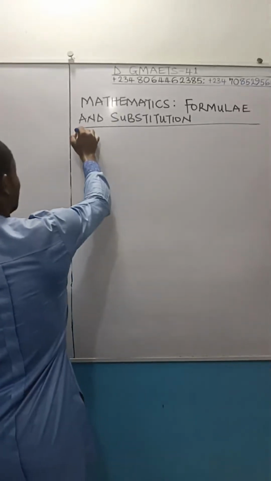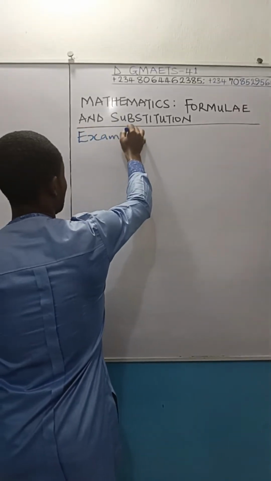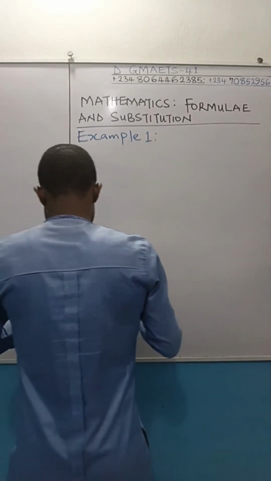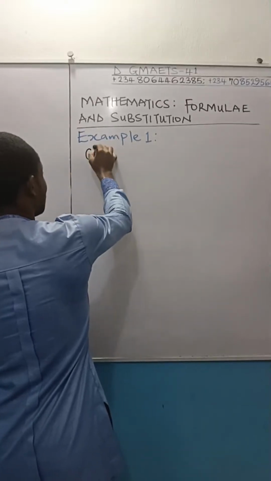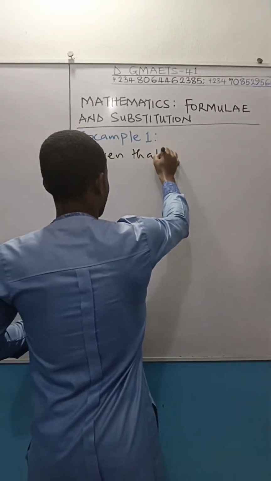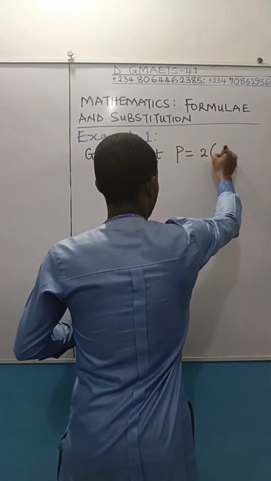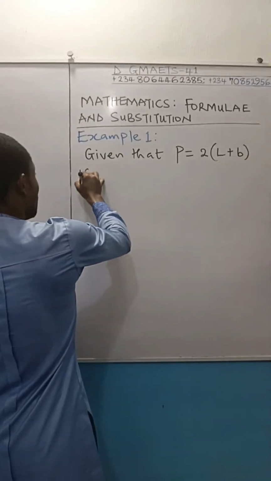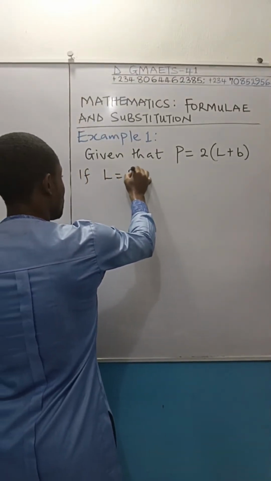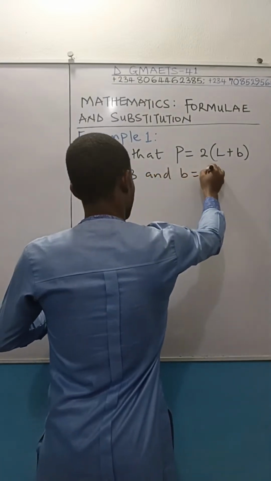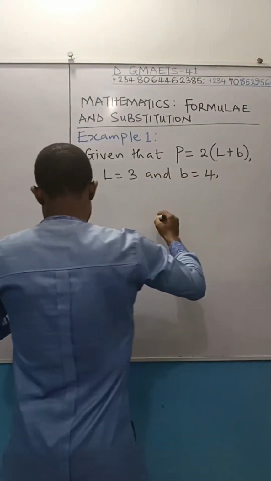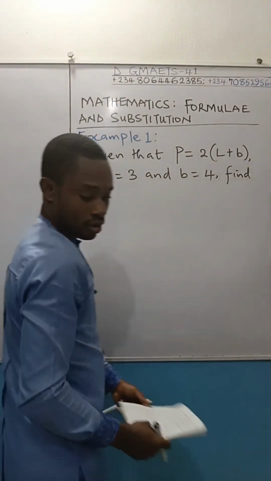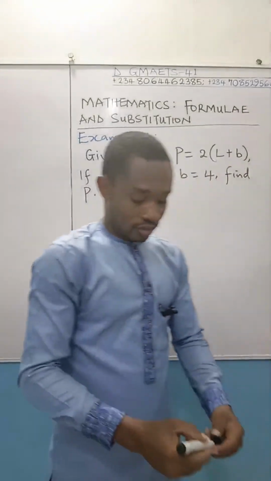Example 1. So what we have here, I've got this question. Given that P equals 2 bracket L plus B. If L equals 3 and B equals 4, find P. So that is the question.